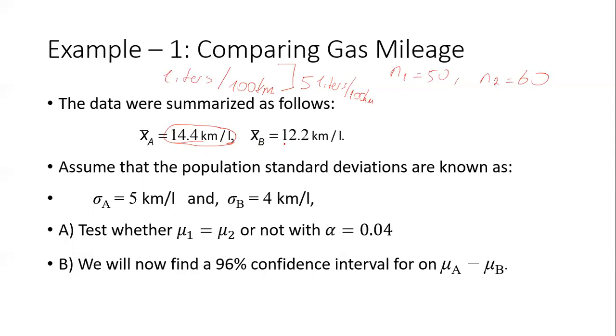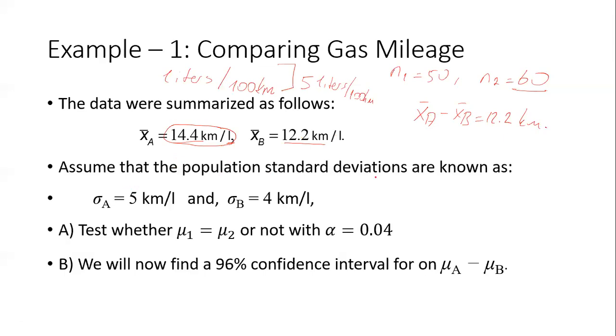And engine type B just travels on the average, and this is the average of 60 cars, don't forget this, 12.2 kilometers per 1 liter. So which one is better? Well, it seems the first one is better, because using 1 liter, B is able to make, x bar B, that's equal to 12.2 kilometers. So A seems better.